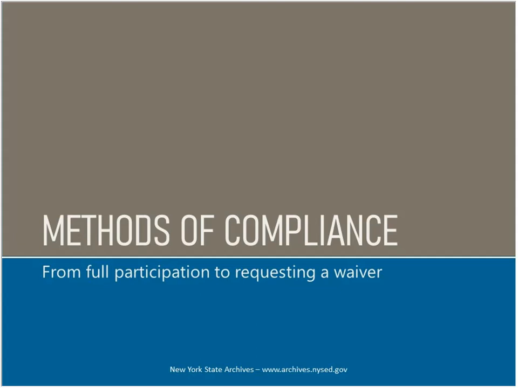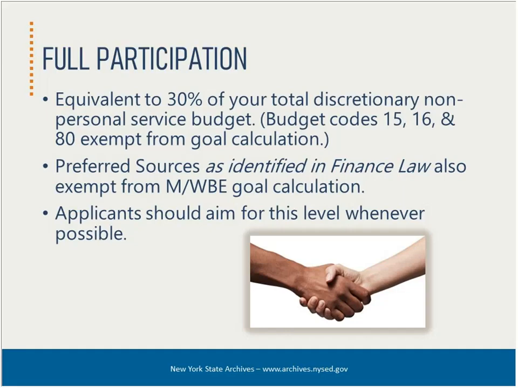Methods of compliance. Let's next look at the methods of compliance and the forms you need to submit with each level. Full participation is the preferred method of compliance. This level is achieved when you meet or exceed the participation goals for your grant. Remember that the MWBE goal is to have 30% of your total discretionary non-personal services go towards a certified MWBE vendor.